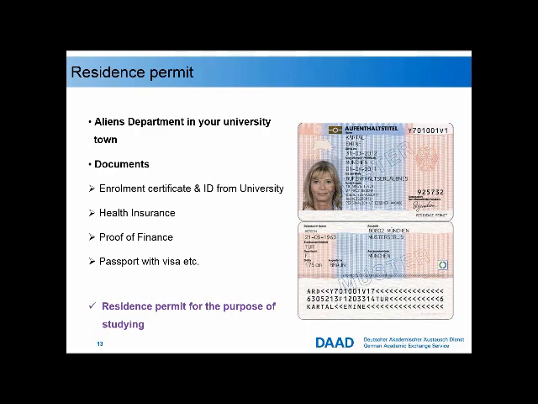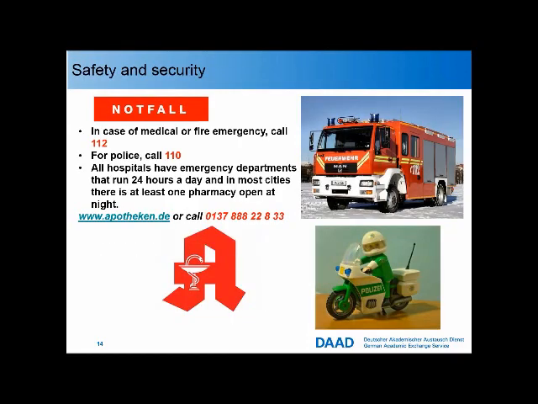to the extension office. And for that, you need enrollment certificate or ID from the university, health insurance, proof of finance, that is your blocked account, and passport with visa. And apart from that, if you need any documents, these are mentioned on the websites of the aliens offices as well.